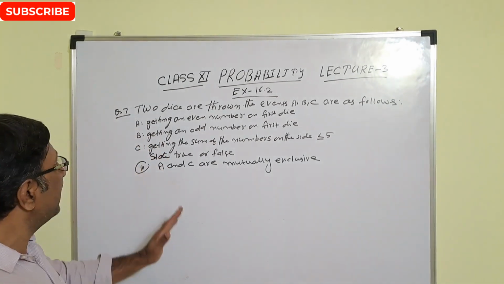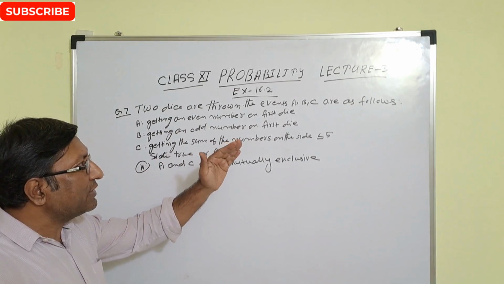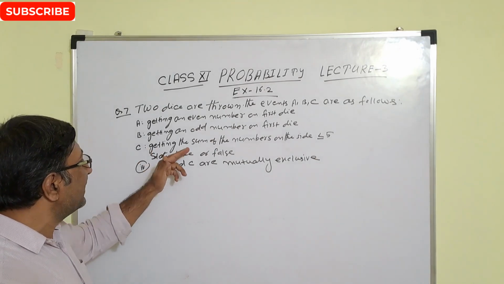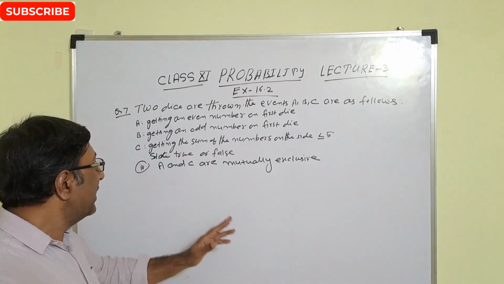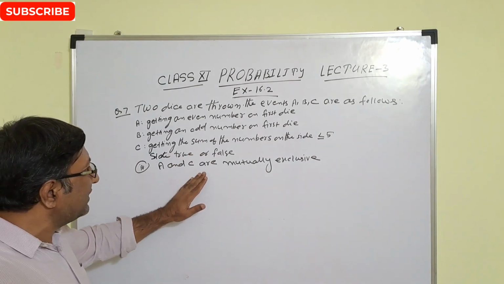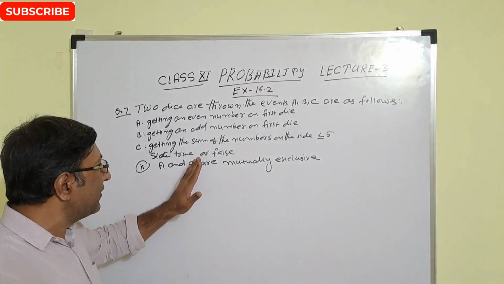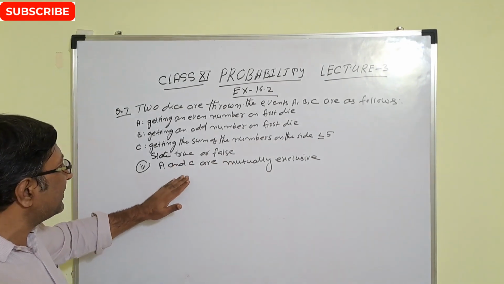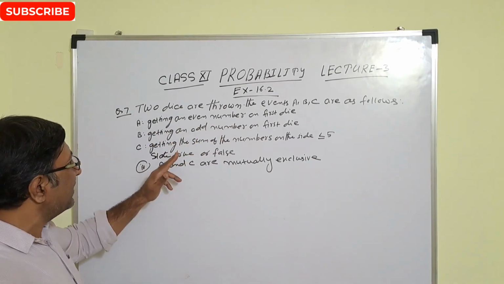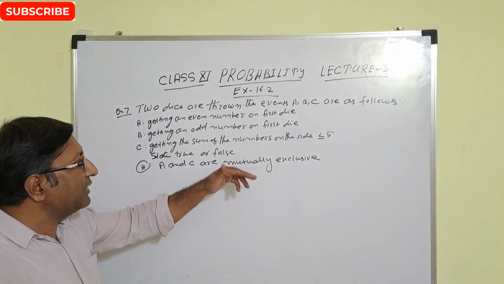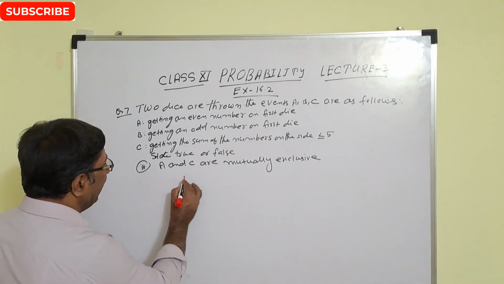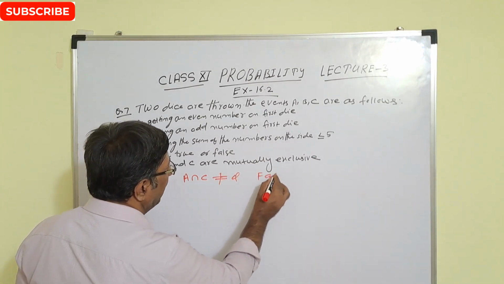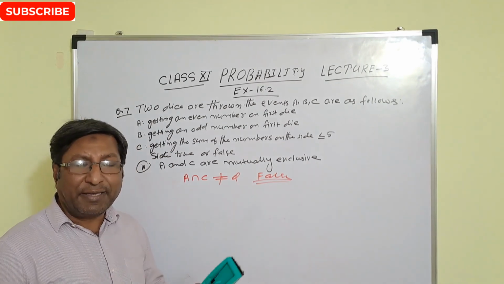See the question. Question is, two dice are thrown, the events A, B, C are as follows. A is getting an even number on the first die and C is getting the sum of numbers on the dice less than or equal to 5. We have to find true or false. A and C are mutually exclusive. So A and C are mutually exclusive if and only if A intersection C is empty. But here A is getting an even number on the first die and C is the sum less than or equal to 5. So there are a lot of common points. So A intersection C here is not empty. So this is false. This is not a mutually exclusive event.